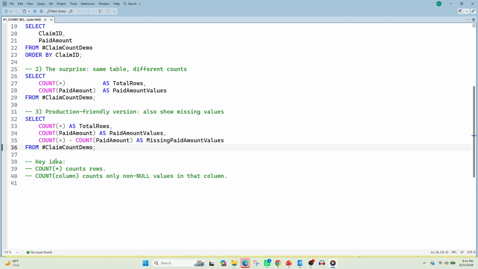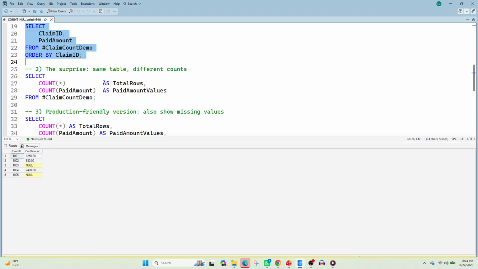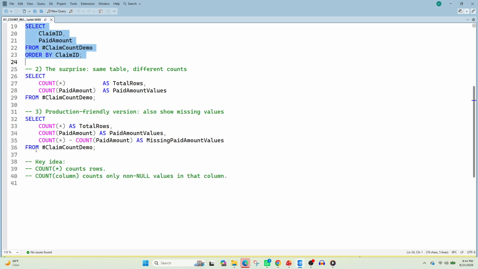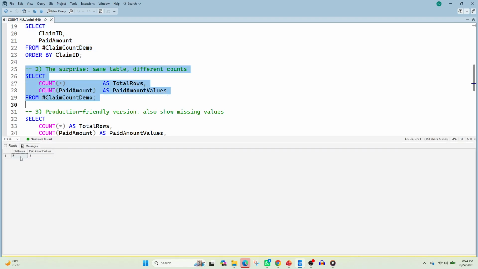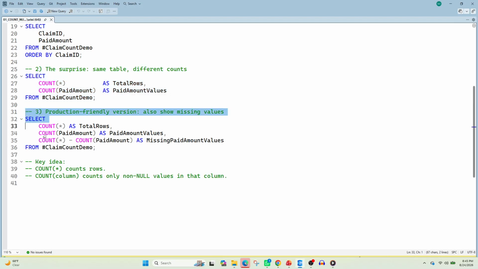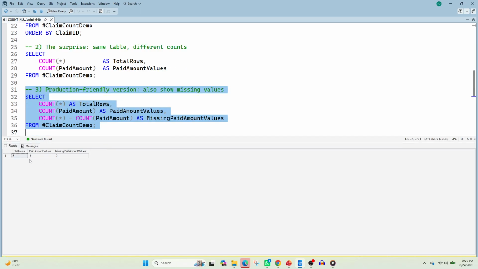Same table, two counts, two different answers. Here, we have 5 claim rows, but notice paid amount is missing on 2 of them. COUNT(*) counts rows. It does not care whether a specific column is null. COUNT(column) counts only non-null values of that column. That's why paid amount gives us 3 instead of 5.